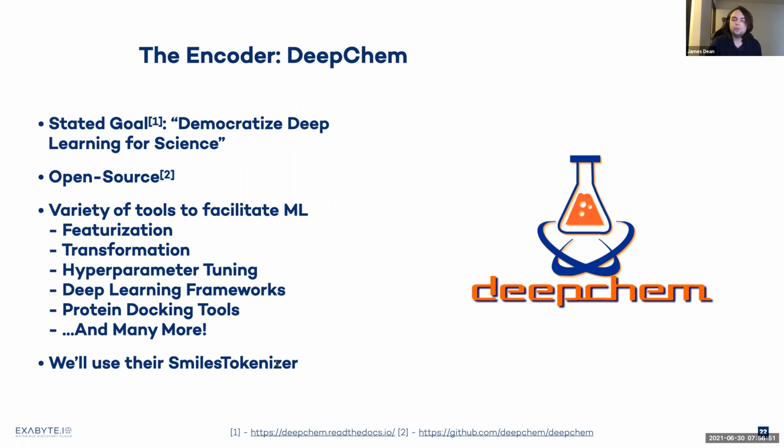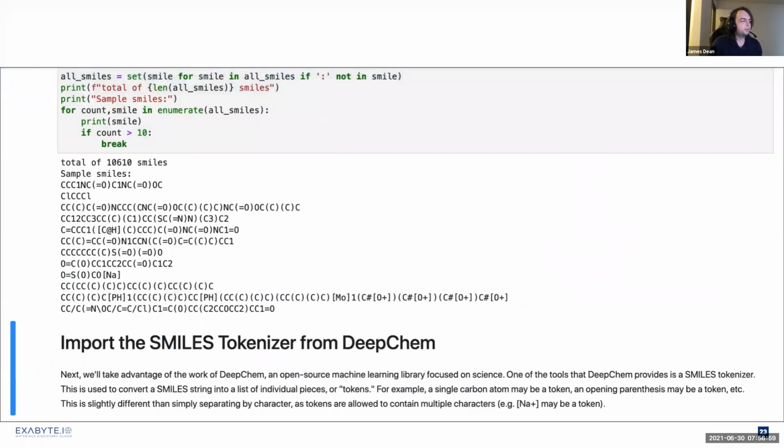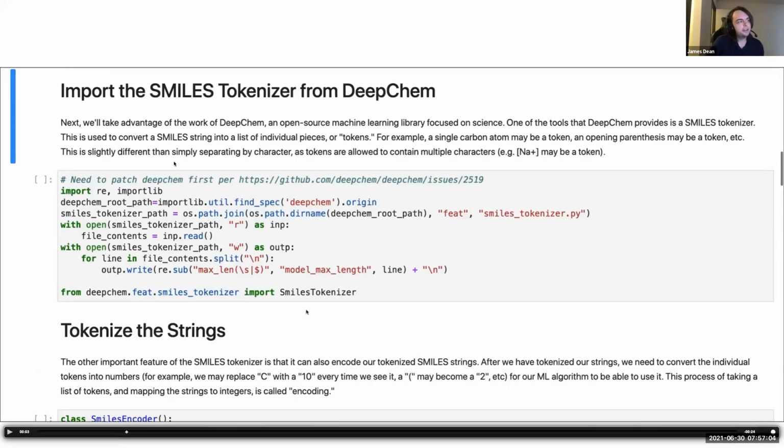Today, we're just going to be using their SMILES tokenizer, and this is how we'll be doing that. Before we do this, however, we need to quickly patch a bug in the current version of DeepChem. If anyone tries this soon after the June 2021 webinar, DeepChem is going to need to be patched. Here's the GitHub issue ticket where they discuss this and how to fix it. I've written some code here to automatically patch it.